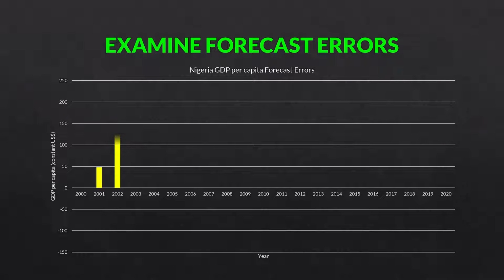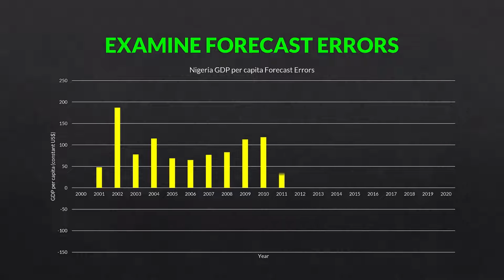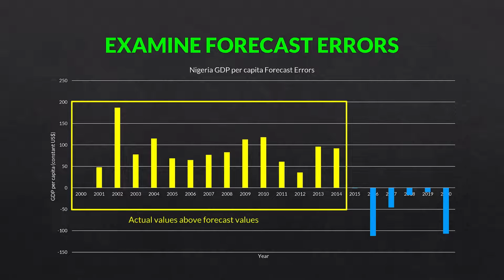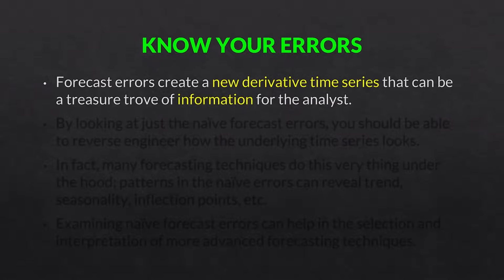We always want to examine our forecast errors graphically. So here are the forecast errors in graph form from the previous chart. We can see that the first 2/3 are positive in terms of their sign, and then the last third or so are negative. So for the first part of the time series, the actual values are above the forecast values from the naive forecast. And then for the last third or so, the actual values are below the forecast values using the naive forecast. So always know your errors.